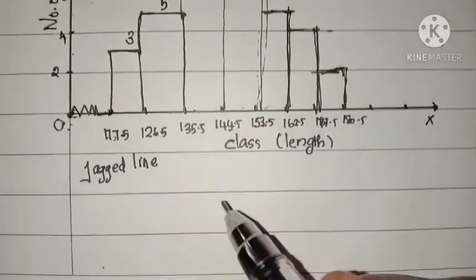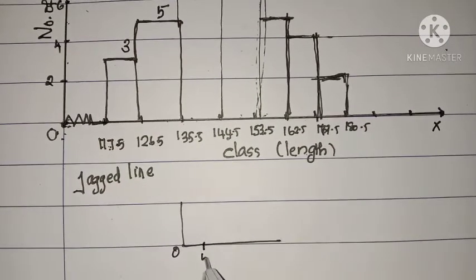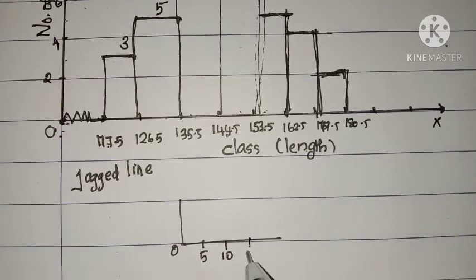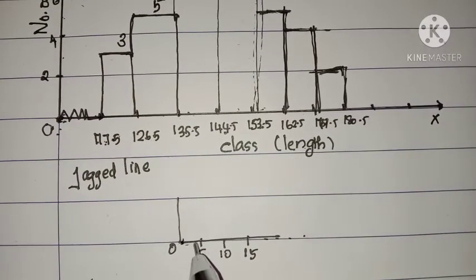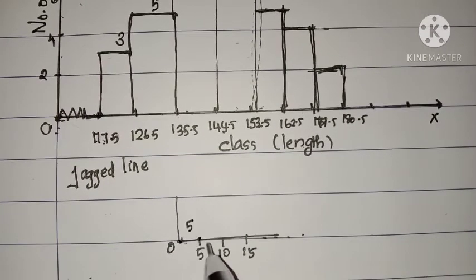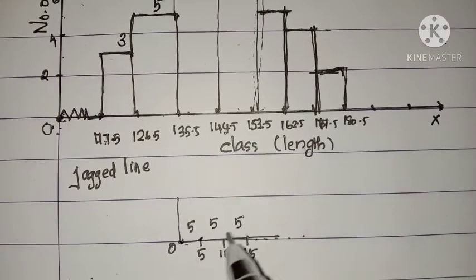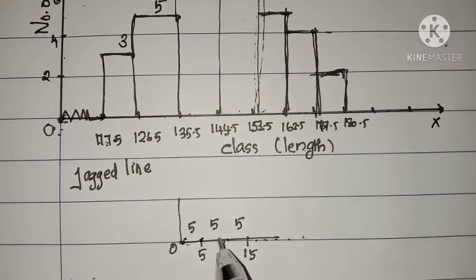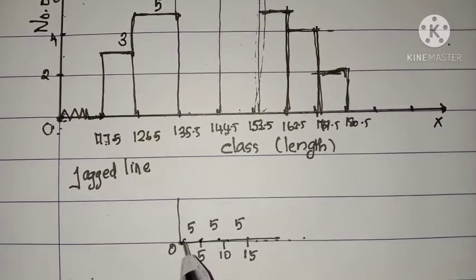At the same time, if you are drawing the x-axis like 0, 5, 10, 15, etc., then there is no need of writing a jagged line because 0 to 5 its length is 5, 5 to 10 length is 5, 10 to 15 length is 5. All the distances taken by us are the same. So no need of drawing a jagged line.